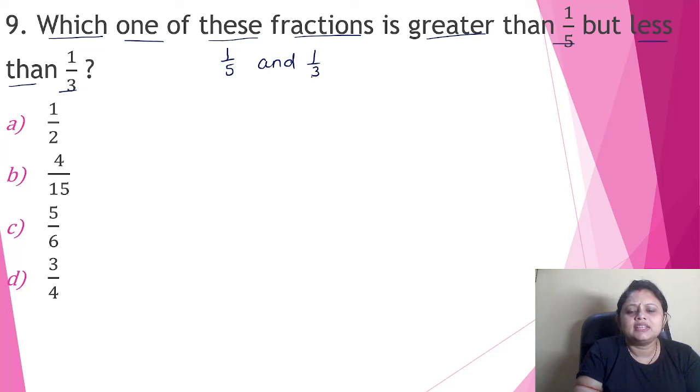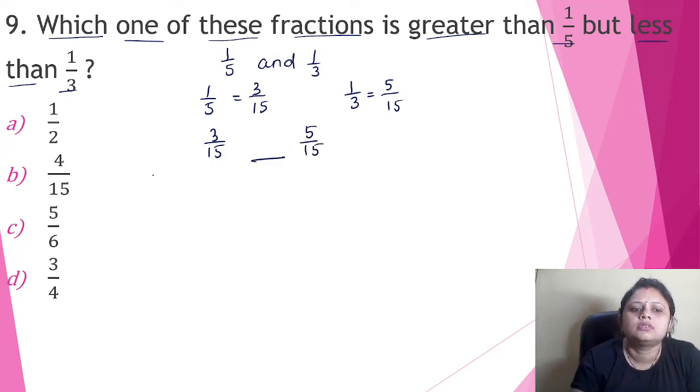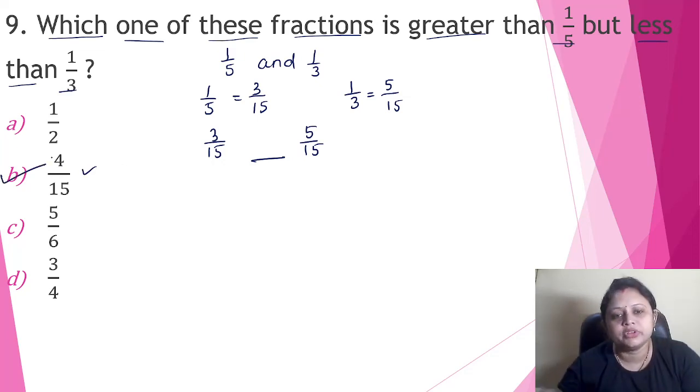So 5 and 3, the LCM is 15. So 1 by 5 will be 3 by 15. It is the like fraction. And 1 by 3 is 5 by 15. So between 3 by 15 and 5 by 15, which number is there? Yes, of course, it is 4 by 15. That's why the correct answer is option B, that is 4 by 15. Got it? Coming to the next question.